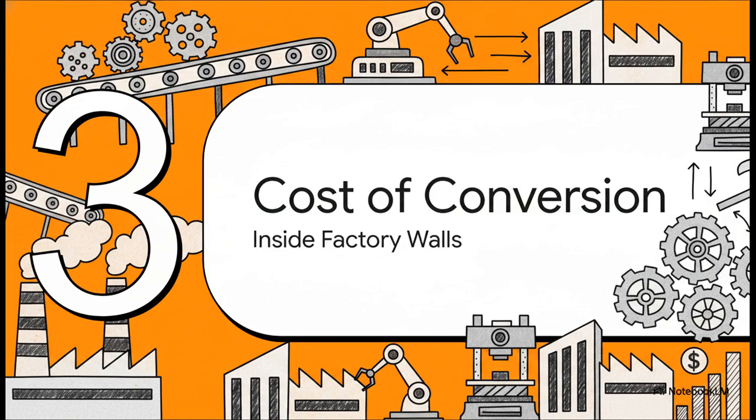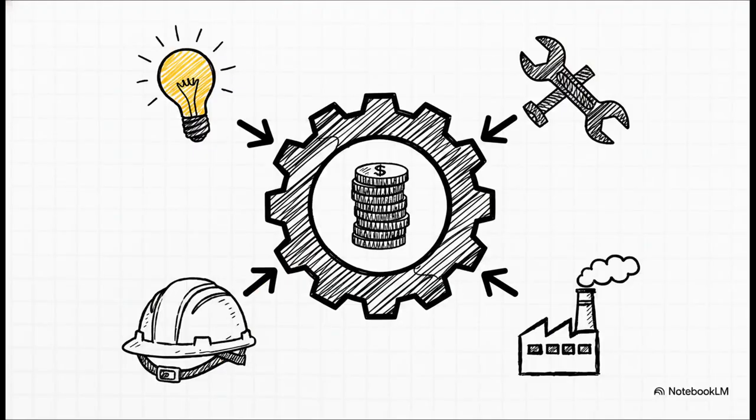Section 3. The cost of conversion. Let's step inside the factory walls. Taking those raw materials and magically transforming them into a final product requires a massive amount of resources. Every single expense incurred inside the factory to convert those materials into finished goods is debited here. We are talking about the physical human effort, the wages paid to factory labor. Then you have the infrastructure itself, factory rent, local rates, and factory insurance.